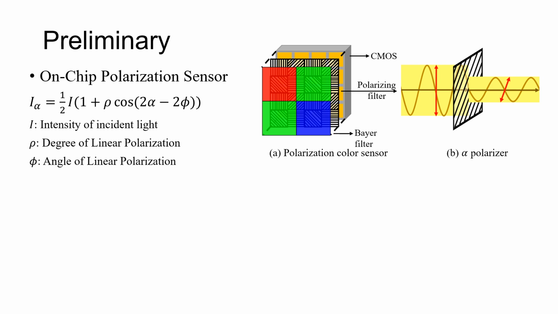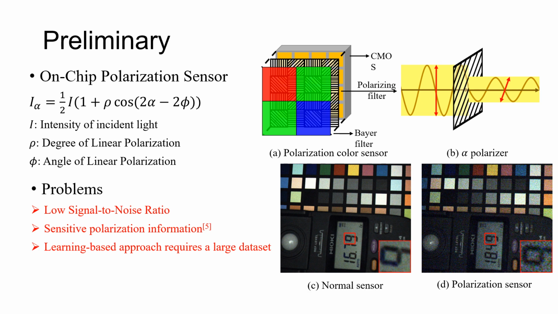The light transport through the polarizer is formulated as a cosine function. Thus, the sensor's bilayer layout causes lower photon counts and signal-to-noise ratio, and the polarization information is sensitive to noise. While we can try to use a learning-based approach to handle the noise, it normally requires labor-intensive data collection.